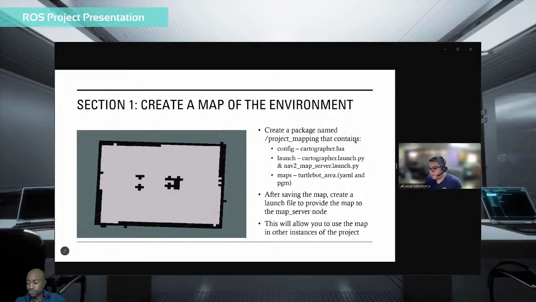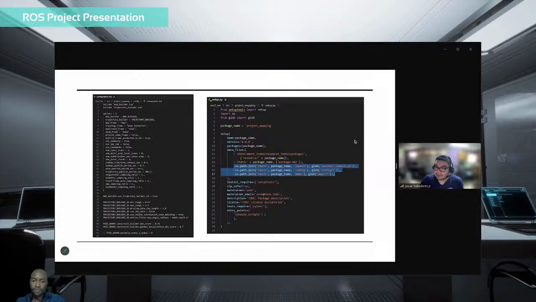And later on nav2 map server, which is just after you've created the map, it just allows you to use the map elsewhere with the server. And inside of that package as well, you should have a maps folder with your Turtlebot area YAML and PGM files. And so right here, just some screenshots of the cartographer, and you have to include the launch file, the config, and the maps as well to use them with the setup.